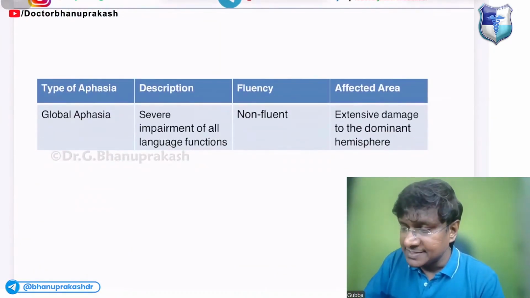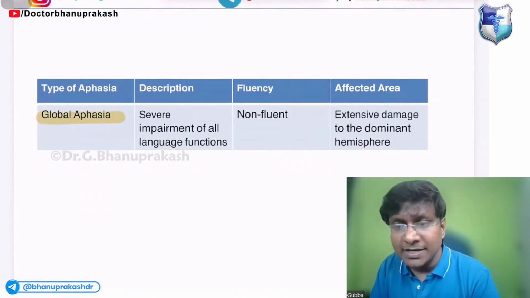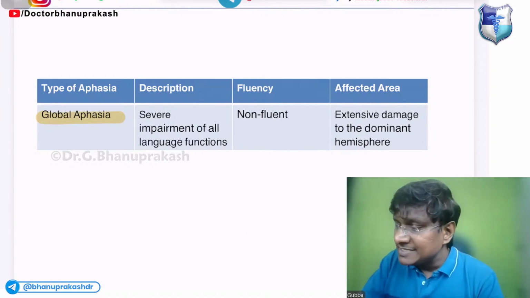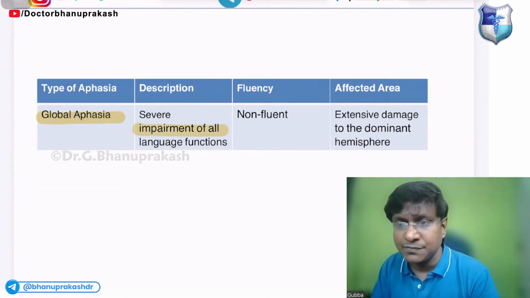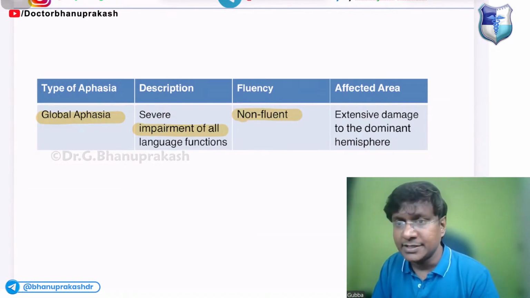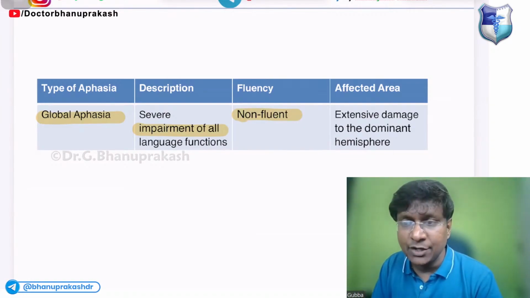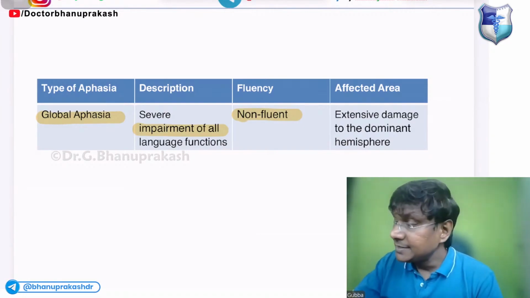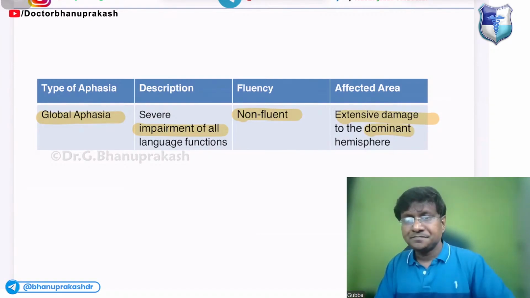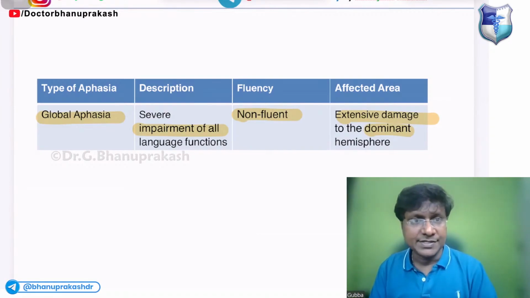Lastly, you have global aphasia. What is global aphasia? Global aphasia is where your Wernicke's area is gone, arcuate fibers are gone, Broca's area is gone. So there will be severe impairment of all language functions, and it's a non-fluent speech. So what are all the non-fluent ones now? Broca's aphasia, global aphasia, non-fluent. Whereas Wernicke's aphasia, conduction aphasia, anomic aphasia, those are fluent, right? And there is extensive damage to the dominant hemisphere, usually the left cerebral hemisphere. Okay, so this is about the aphasias, right?